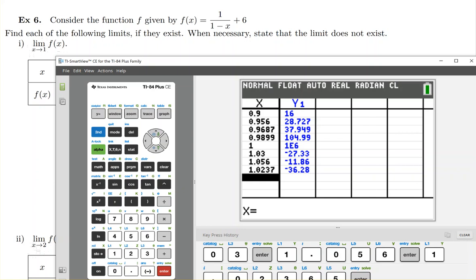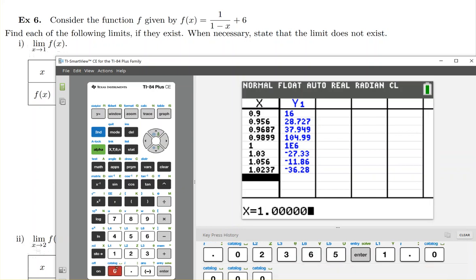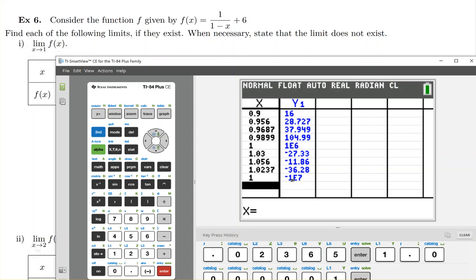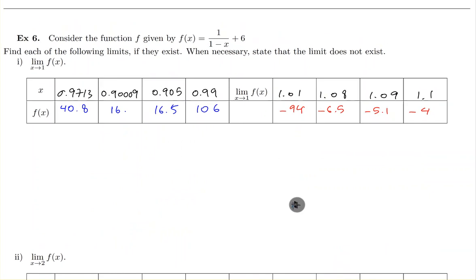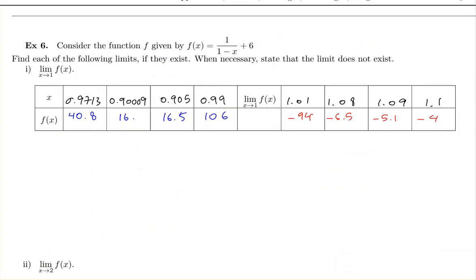And if you put something like 1.00001, for example, you'll notice that the number now is massive. It's 1 with 7 zeros next to it and a negative sign. So it's like really, really, really tiny, really small, okay? So transfer this data to your paper, depending on the numbers you picked. I picked these numbers. And let's take a look at what this means.